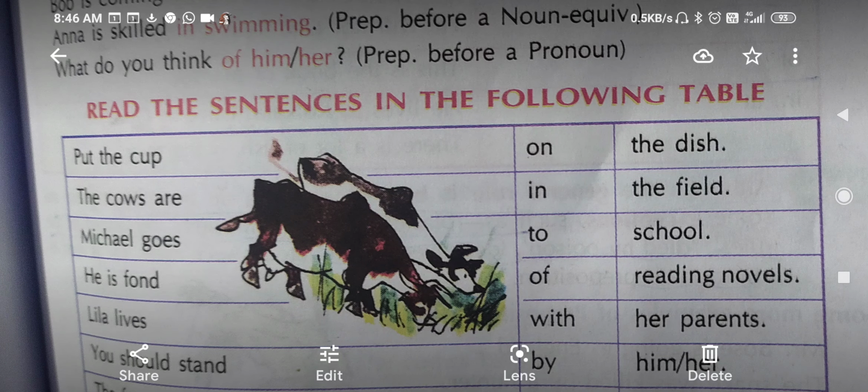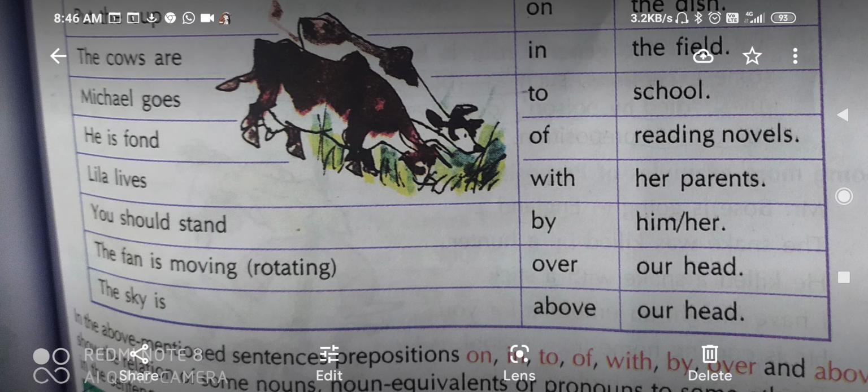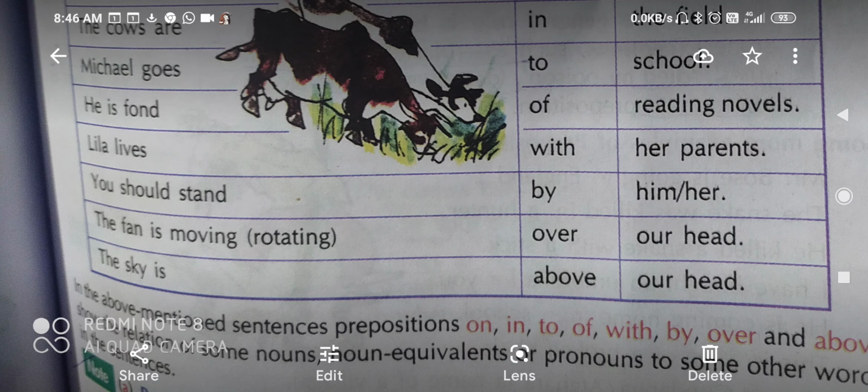Leela lives with her parents. That is, with whom? You should stand by him or her. That is, by whom you should stand. The fan is moving or rotating over our head. That is, over our head. We can say above our head, over our head. I will show you the differences, don't worry. The sky is above our head, above, which is far away.